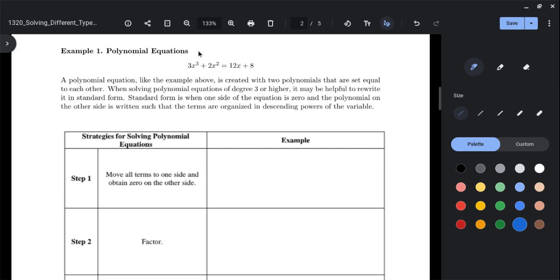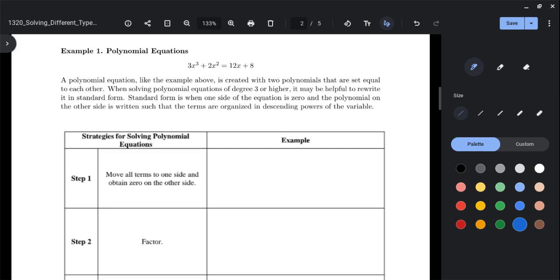And so we're going to use the same example. So we have the polynomial equation 3x cubed plus 2x squared equals 12x plus 8. One important thing is that when we have a polynomial equation, it's going to be very helpful if we rewrite it in standard form. And that's actually going to be our very first step when we're solving these equations. So what that means is that if you look at step 1 down here, we're going to move all the terms to one side of our equal sign and then get 0 on the other side.